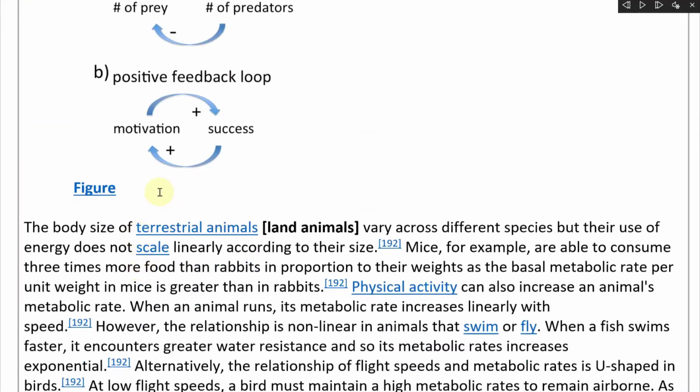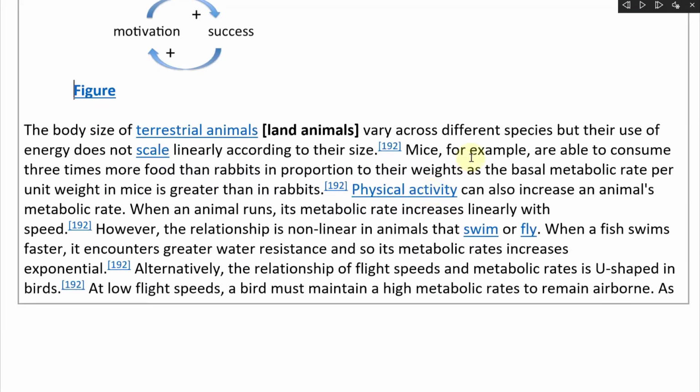Going further, the body size of terrestrial animals or land animals varies across different species, but their use of energy does not scale linearly according to their size. Mice, for example, are able to consume 3 times more food than rabbits in proportion to their weights, as the basal metabolic rate, or metabolic rate per unit weight, in mice is greater than in rabbits. So the mice are producing much more energy per their weight.